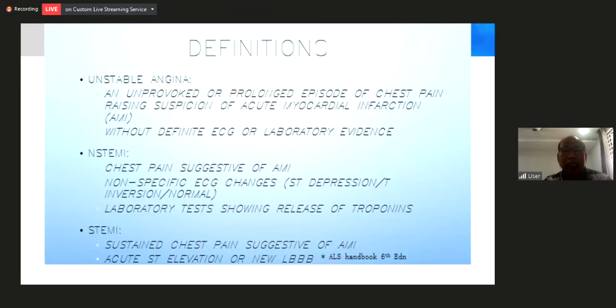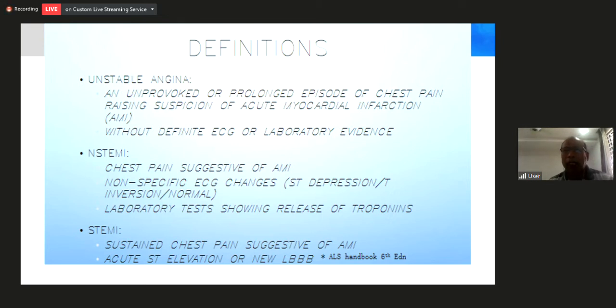Okay, next slide, please. So the definition of unstable angina: again, the patient presents with chest pain. All three present with chest pain. In unstable angina, normally the chest pain is not too bad, sometimes 5 to 10 minutes, and occurs all of a sudden. So how do you differentiate between stable angina and unstable angina? In unstable angina, the chest pain occurs all of a sudden. The patient was actually normal before, and then suddenly presented with chest pain.